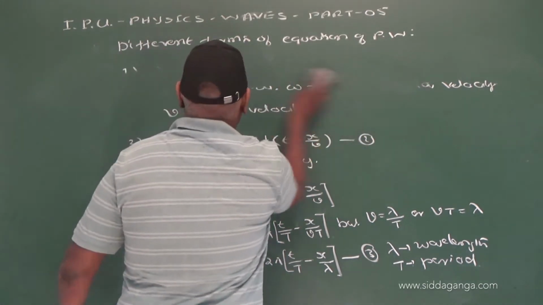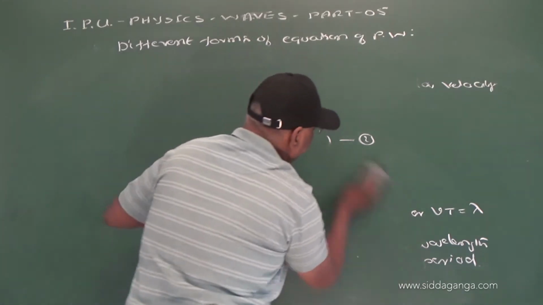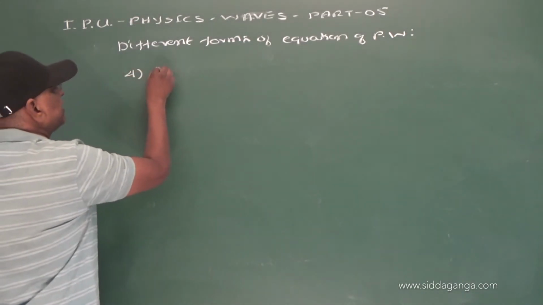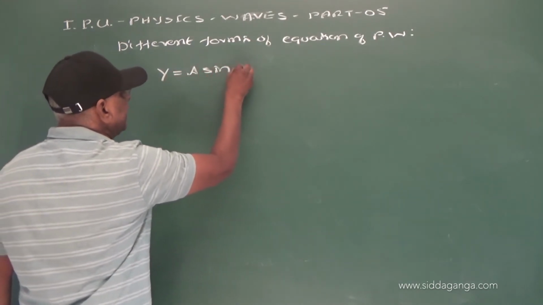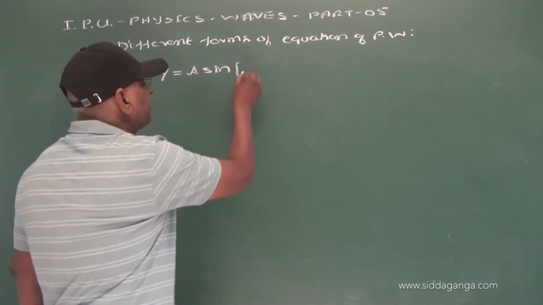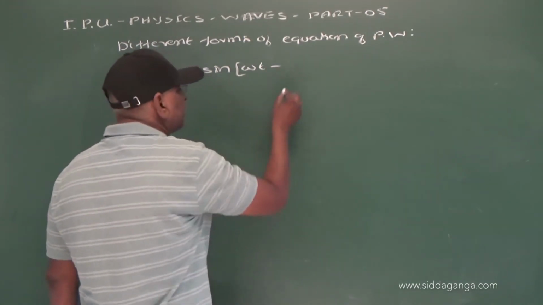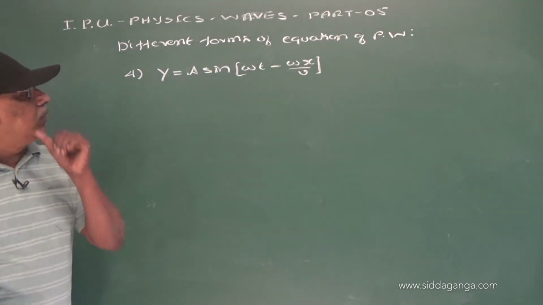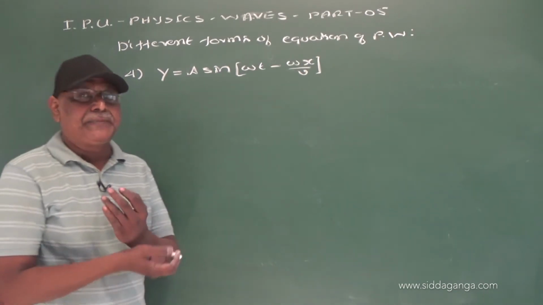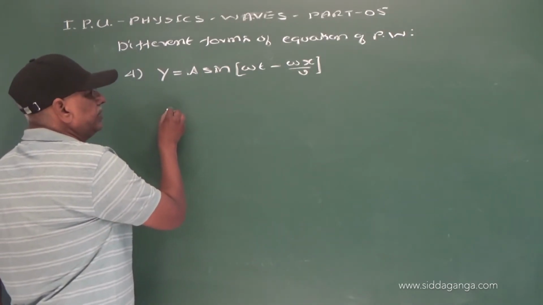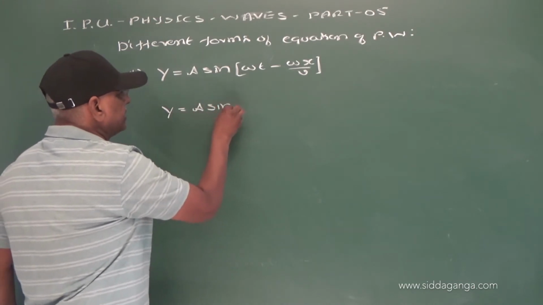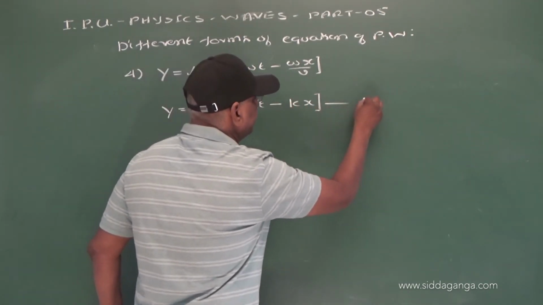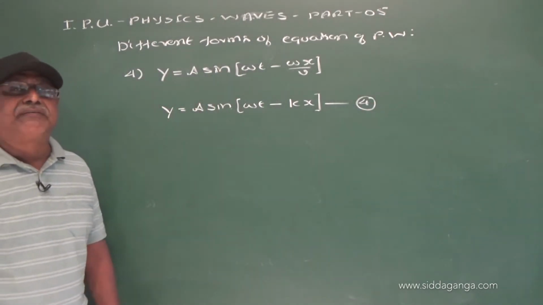Now the fourth equation. Equation 1 can be written as y = a sin, taking ω inside, (ωt − ωx/v), or y = a sin(ωt − kx). This is the fourth form of the equation.